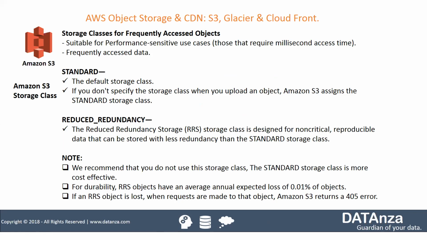The reduced redundancy storage class is designed for non-critical, reproducible data that can be stored with less redundancy than the standard storage class. Looking at this, it says very clearly that reduced redundancy is basically for data that is non-critical, and that data can be reproducible. Reproducible in the sense that it doesn't give your data a guarantee on reduced redundancy. So what does less redundancy mean?